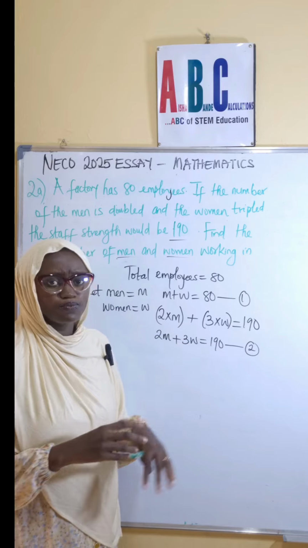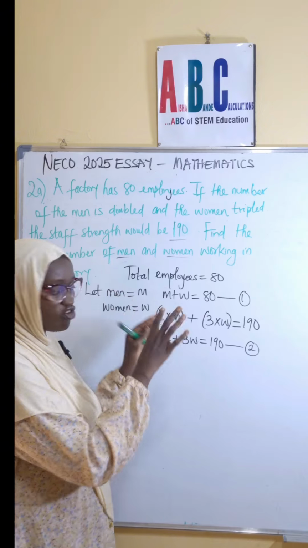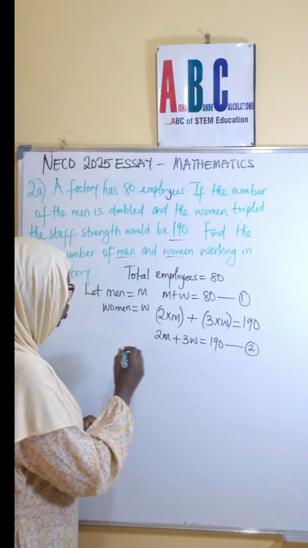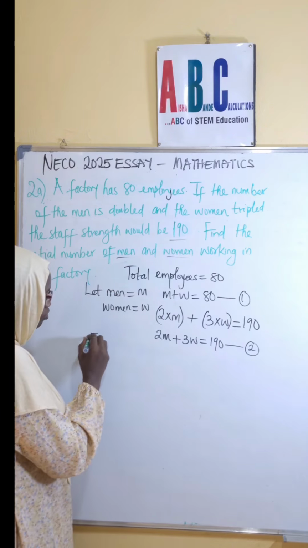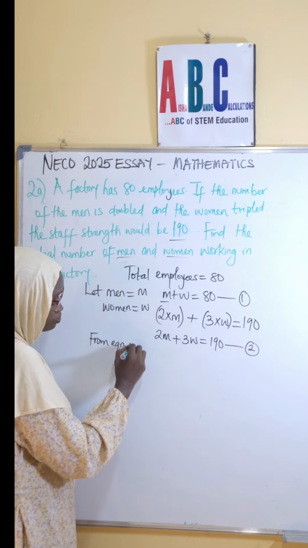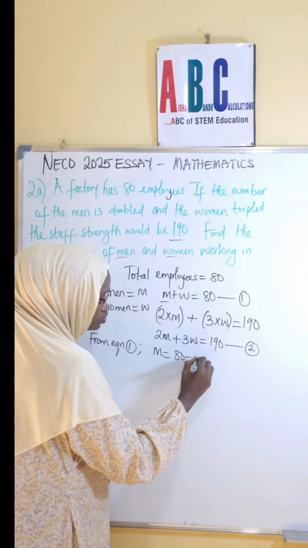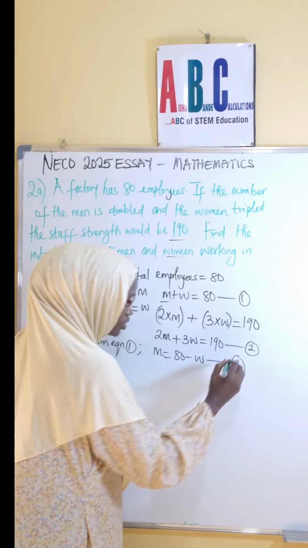So all we have to do here is to solve these equations simultaneously and get the values for the number of men and women. So from equation 1, we can make M the subject of the formula. We have M is equal to 80 minus W. So we call this equation 3.